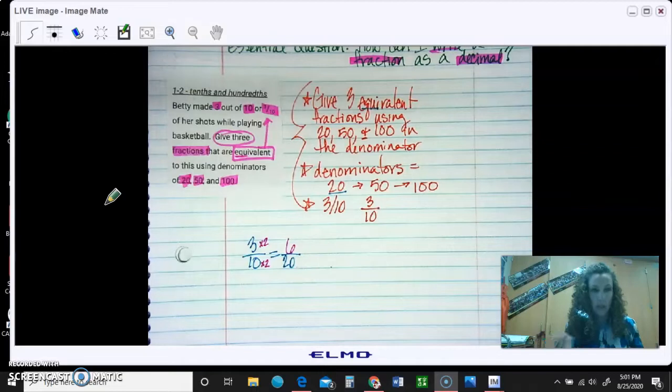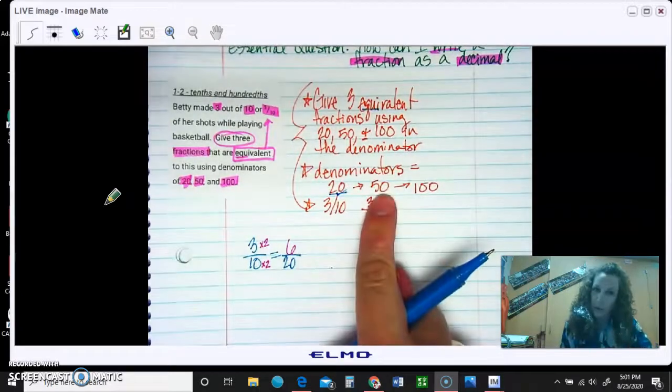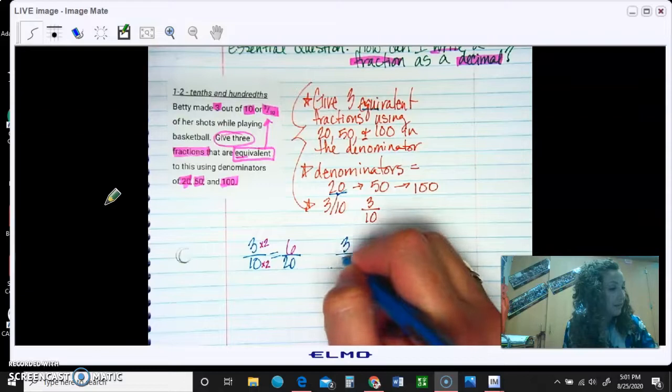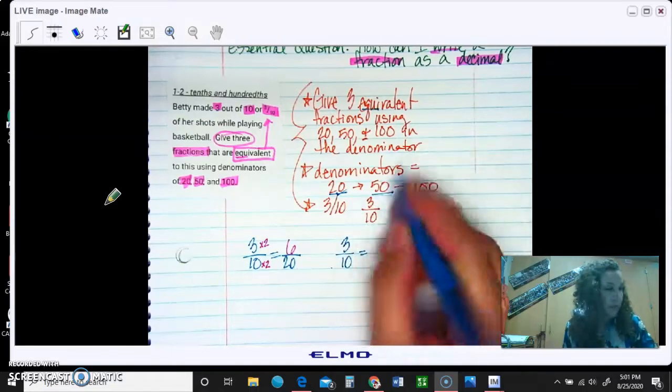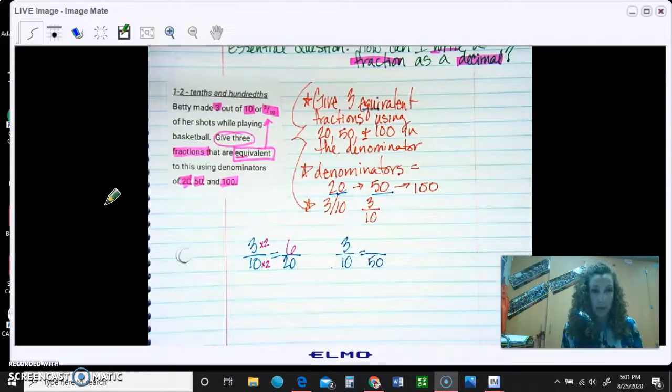We're good, right? So now, I've done the 20, but now I need to do 50. So I'm going to write that 3/10 again, and I'm going to put 50 as my denominator. And now I have to stop and think. How do I get an equivalent fraction of 3/10 when there's a 50 in the denominator?